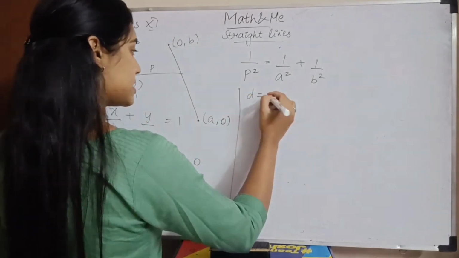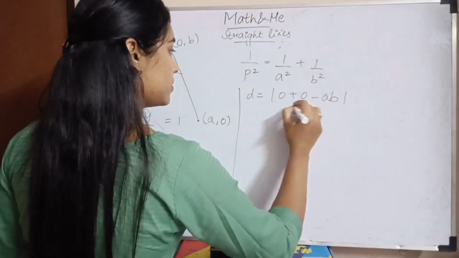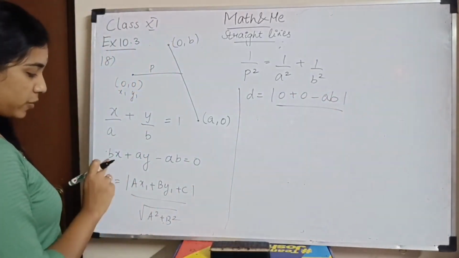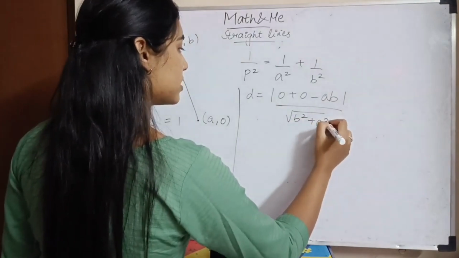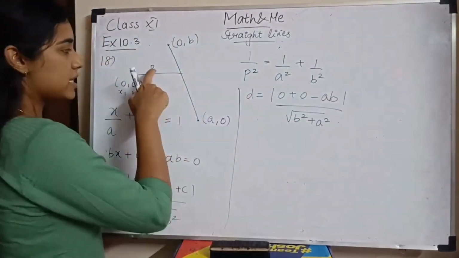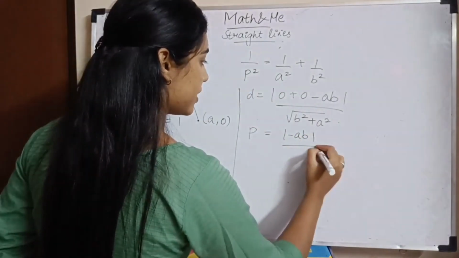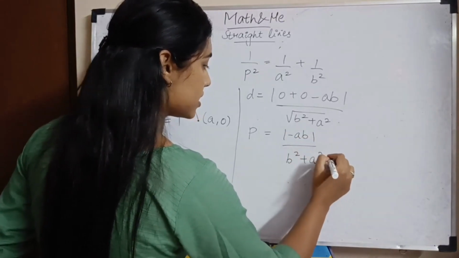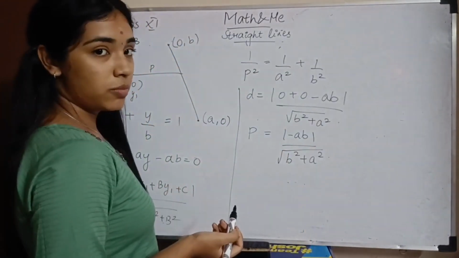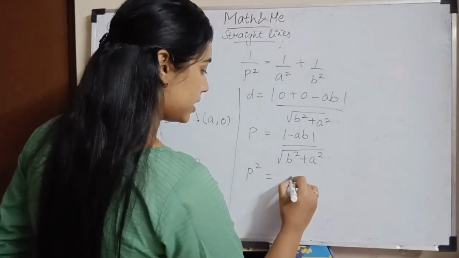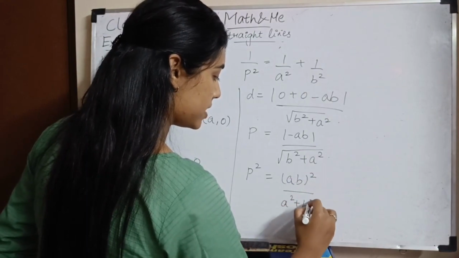So when I substitute x1, y1 as 0, 0, I have the distance equals 0 plus 0 minus ab divided by root of a square plus b square. What is your a square? B square is this. So I have b square plus a square. What is my distance? It is given to be p. So p equals minus ab divided by root of b square plus a square. When I square on both sides, what do I get? P square equals ab the whole square divided by a square plus b square.